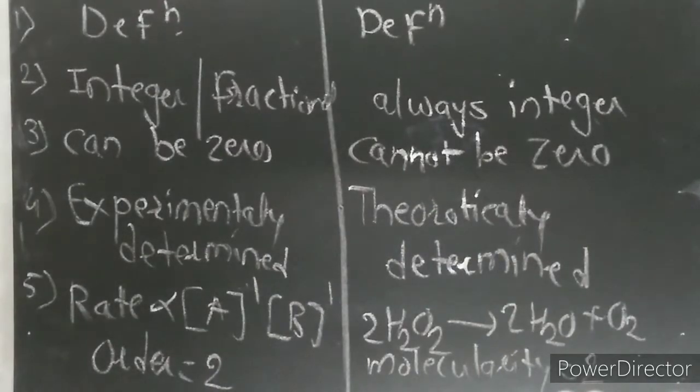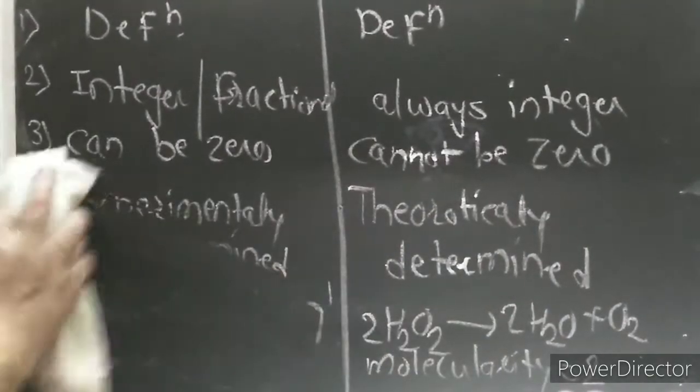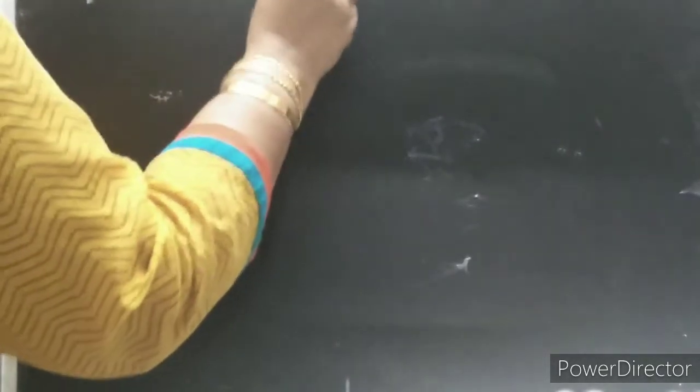Continue with the order of reaction. Now we have to derive the expression for first order reaction and zero order reaction. So, continuation with order of reaction: first order reaction. What is meant by first order reaction? If in the rate law, the rate of reaction is directly proportional to the concentration of one reactant, then it is called a first order reaction.